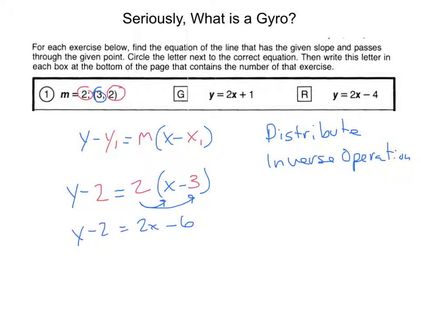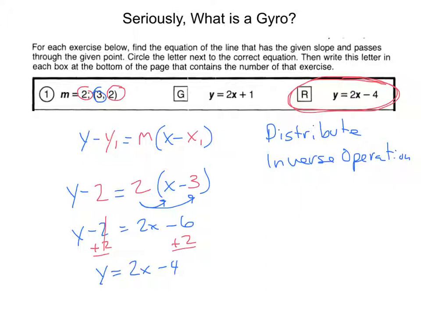Be very careful to multiply that correctly. My inverse operation is plus 2 to both sides. Cross those out, and I get an equation which is y equals 2x minus 4. Okay? And you'll notice that that corresponds to letter R. So I'll follow the directions and I'll write this letter in the box at the bottom of the page. Okay, letter R goes in the box for number 1.